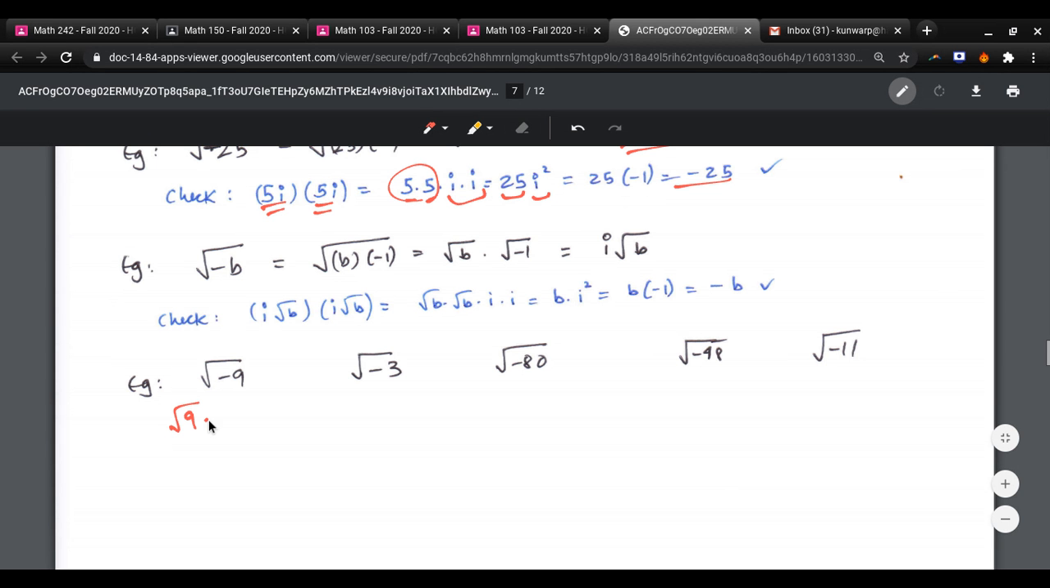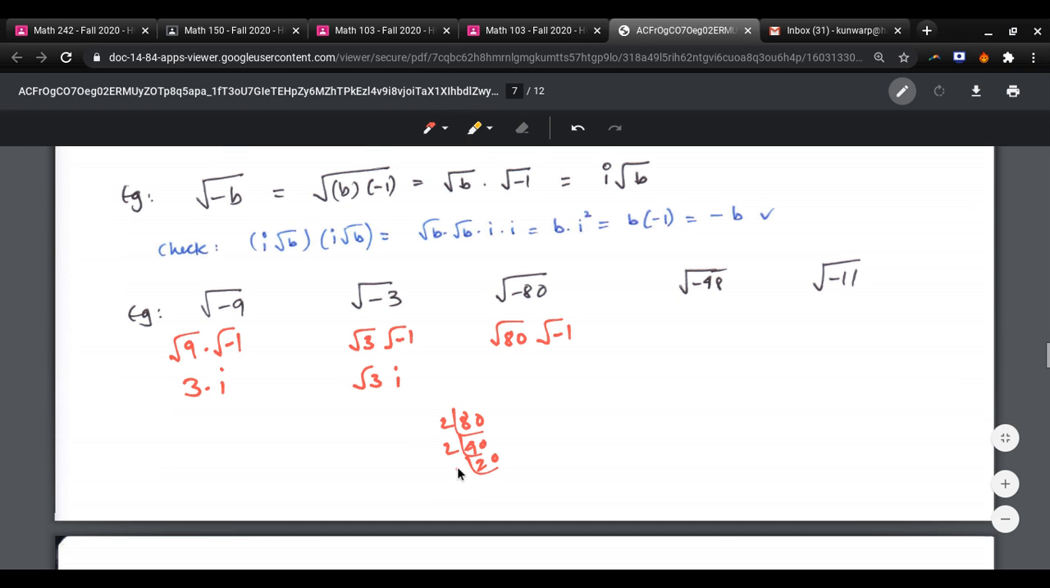So that is square root of 9 times square root of negative 1, 3 times i. Square root of 3 times square root of negative 1, root 3 i. Square root of 80 times square root of negative 1. Factor 80 here on the side, that's 2, 40, 2, 20, 2, 10, 2, 5. So there are two pairs, which means that's 4 root 5 i.